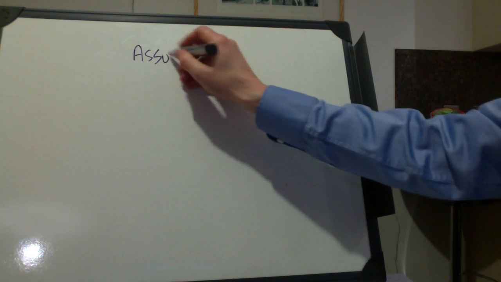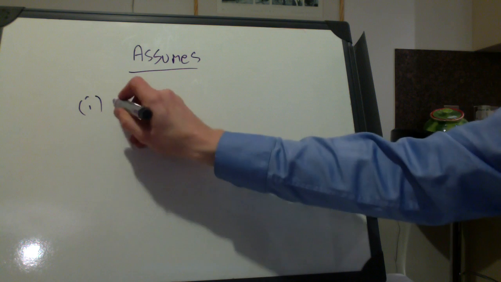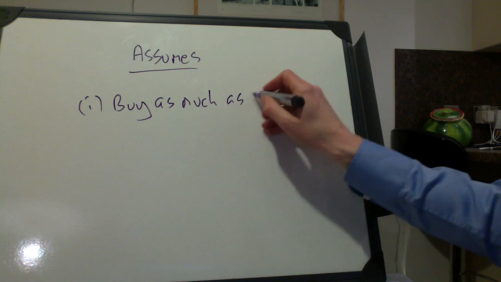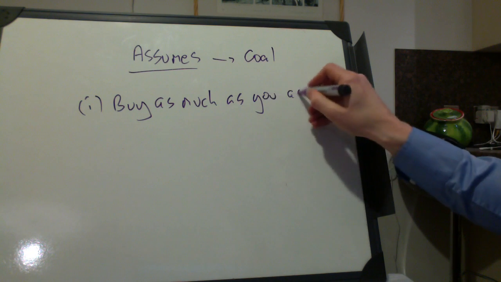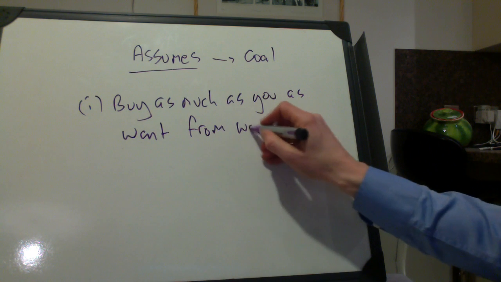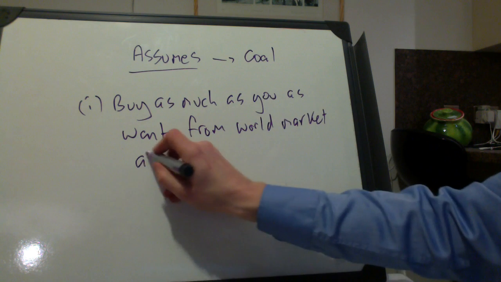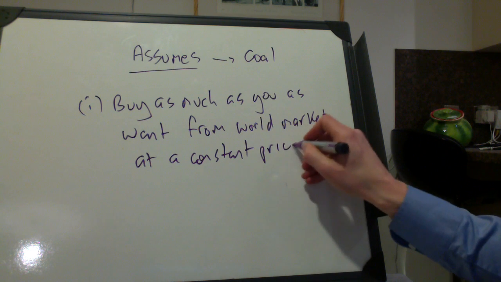So this model makes certain assumptions. So let's think about what it assumes. It assumes firstly that you can buy as much as you want of this product, and we'll assume we're looking at something like coal. You can buy as much as you want from China, more or less, from the world market at a constant price. So essentially, there are unlimited supplies.